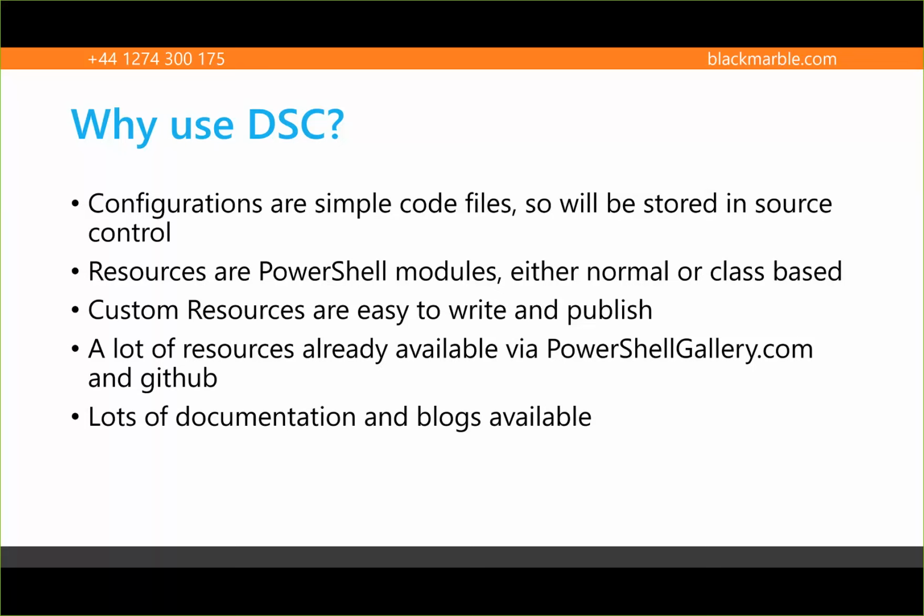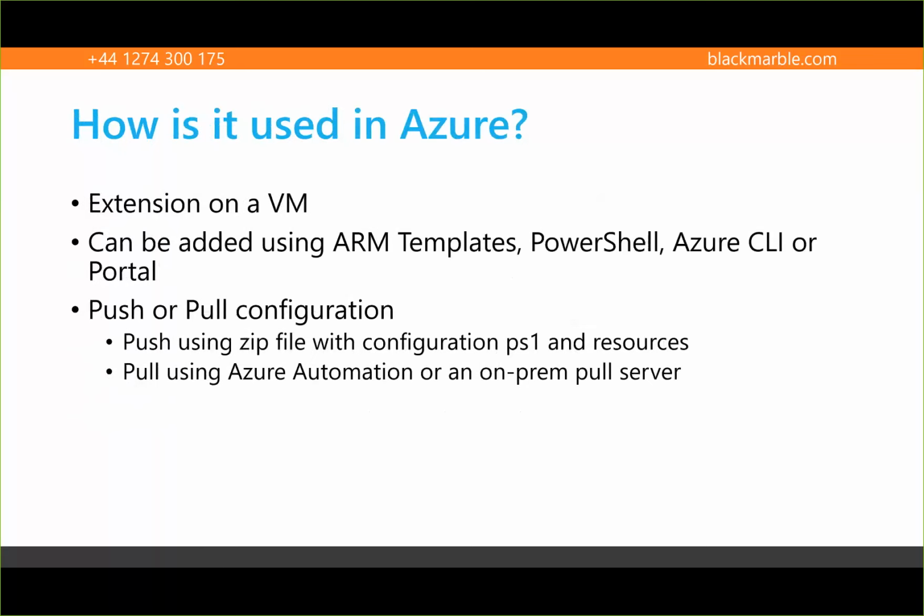So within Azure, you have extensions that get applied to VMs, which can be custom scripts, things like joining domains, and a bunch of other stuff. DSC is one of them. You can apply it via ARM templates, PowerShell, the Azure CLI, or through the portal. The portal is the least easy way to do it because you can't specify things like credentials correctly. You can't pass in config data as easily.